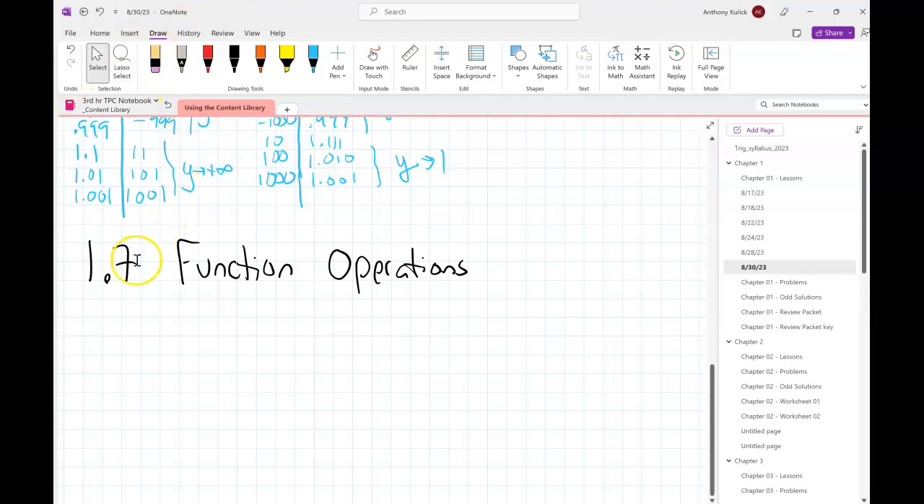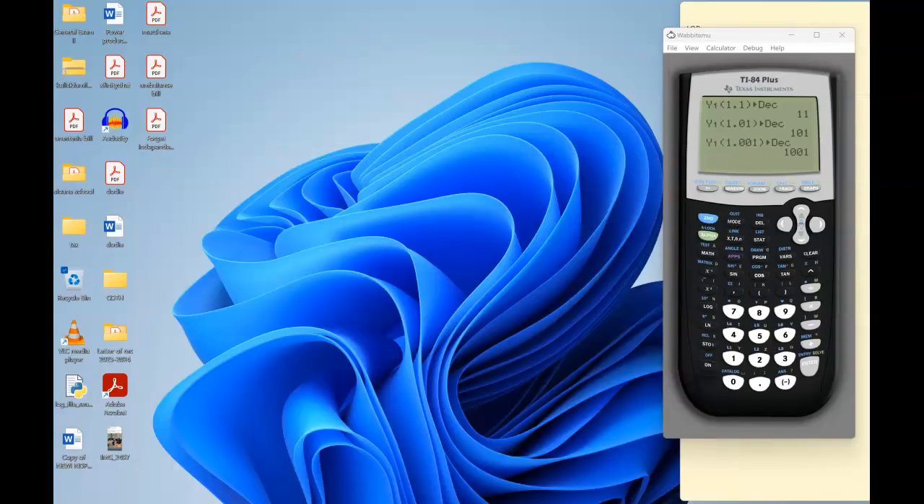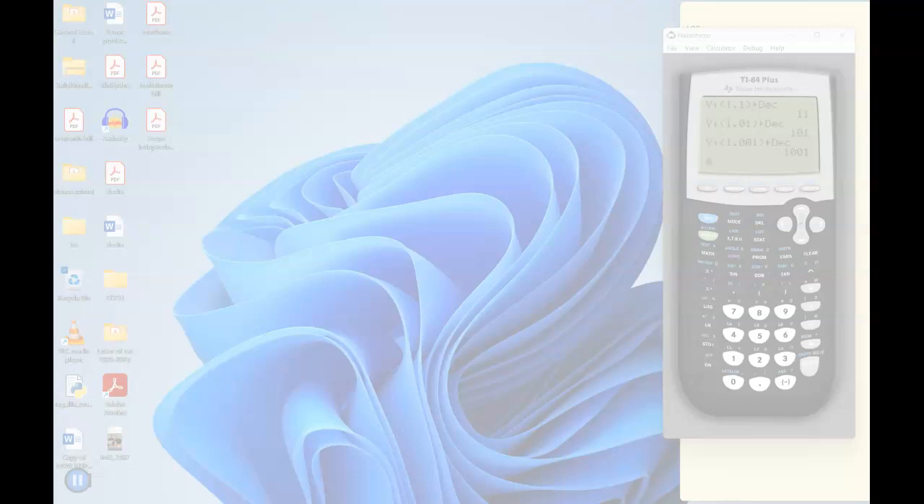So we're going to start here, or section 1.7 is all about function operations. So we're going to start by just looking at how we do basic operations on two functions. So when we say basic operations, we're talking about the standard addition, subtraction, multiplication, division.